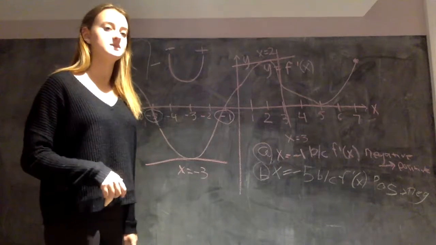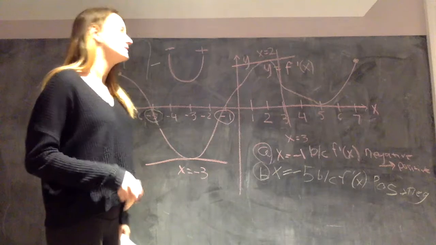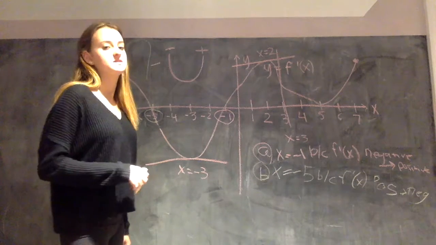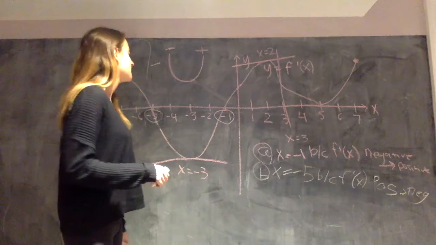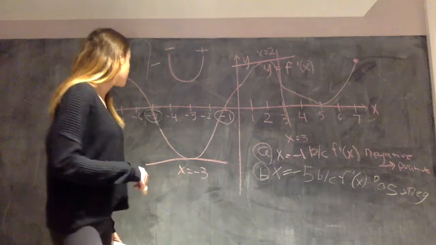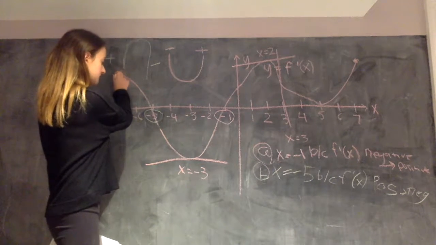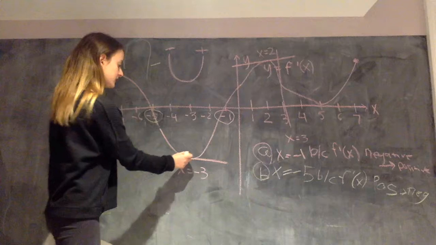Part C is asking for all values of x from -7 to 7 at which f double prime of x is less than 0. So it's asking when the second derivative is negative. So the second derivative is negative when f prime of x is decreasing. So the values for when f prime is decreasing is from -7 to -3.